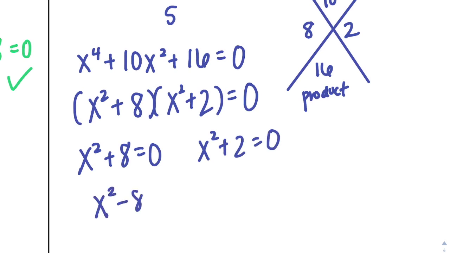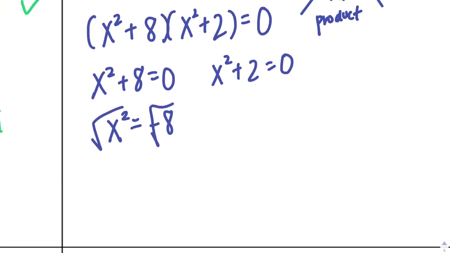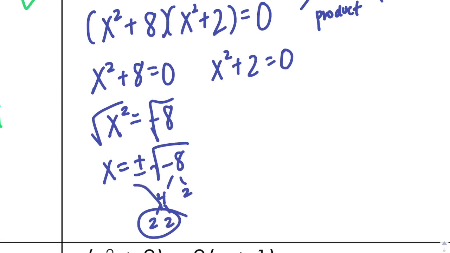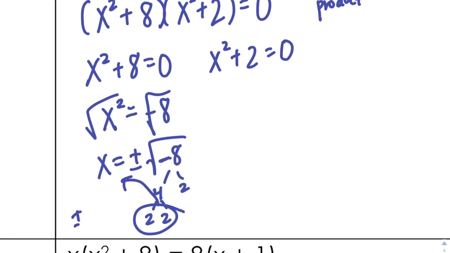So x squared minus, if I subtract the 8, I get x squared equals negative 8. Square root, x could be plus or minus the square root of negative 8. But I have to clean that up. So I'm going to have to take out an i, but remember 8 is 4 times 2, and 4 is 2 times 2. So I'm going to take out a 2. Because it's negative, I'm taking out an i. So I'm going to get plus or minus 2i root 2.